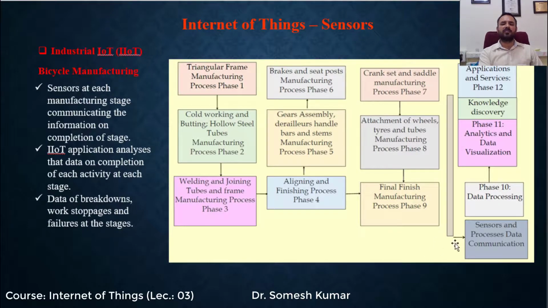Fine. So all these phases are connected with the sensors and process data for the communication. Fine. And then in the next phase this data is processed, then the analytics and data visualization is done, and then it is finally sent for the application and the services. So this is one example of a manufacturing unit. So here all these phases are connected with the help of the sensors, and the data of all these phases are sent to the servers or some central unit. Fine. After the visualization and the process.